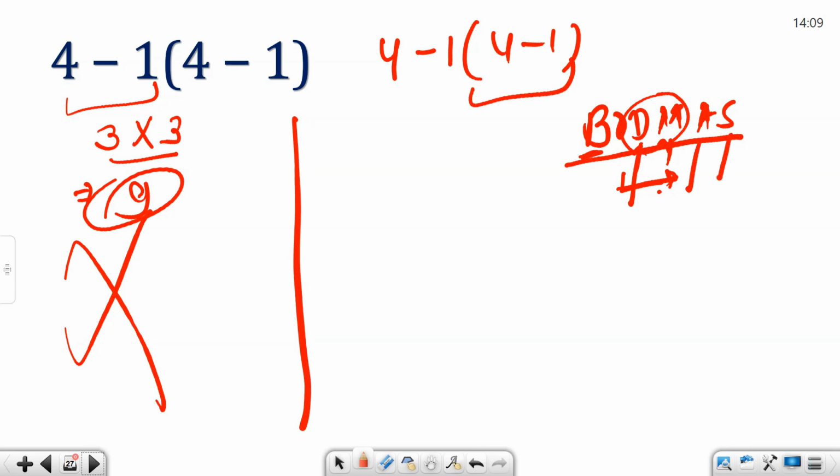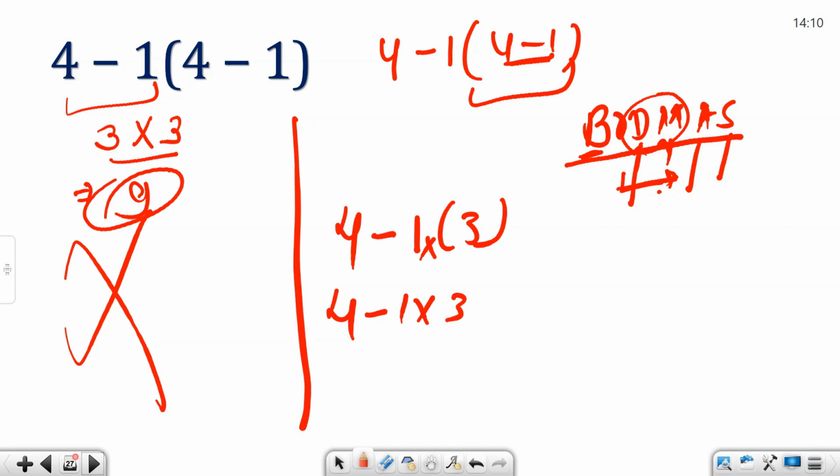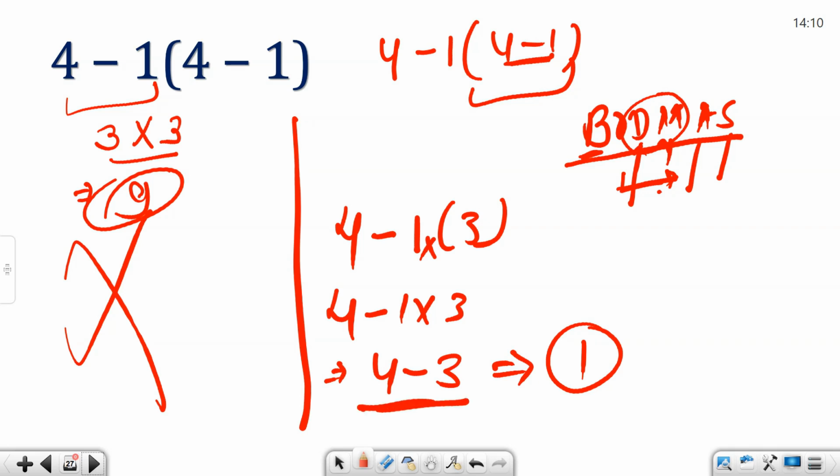So, when we solve the bracket, 4 minus 1 in the bracket becomes 3. Now, when we remove the bracket, it becomes multiplication. 4 minus 1 into 3. The further solution will be 4 minus 3 equals 1. This is the right answer.